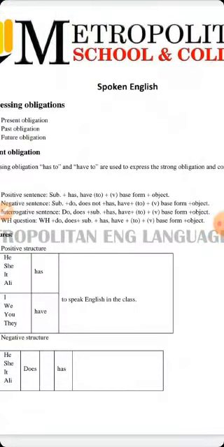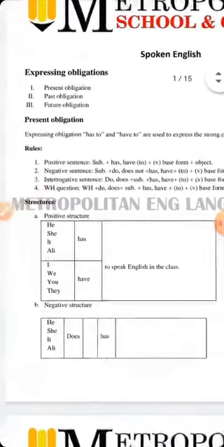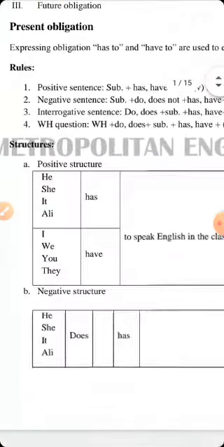In interrogative sentences, do and does are used in the beginning, then subject, then has to and have to, then base form, then object. In WH questions, question words are used in the beginning, then do and does, then subject, then has to and have to, and then base form of the verb. That is the structure of positive sentences.